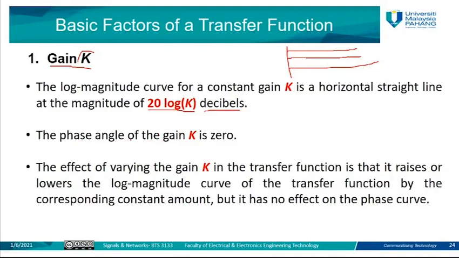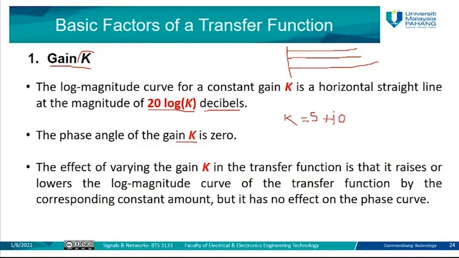Then the phase angle of the gain k. We said each frequency response or each Bode plot consists of two graphs: one is the magnitude, one is the phase. The phase for the gain is 0. Why 0? If k is equal to 5, and we assume this k is a complex number, it is like 5 plus j0. If we have 5 only, it means 5 plus j0.